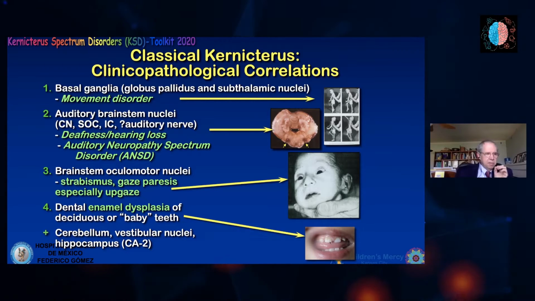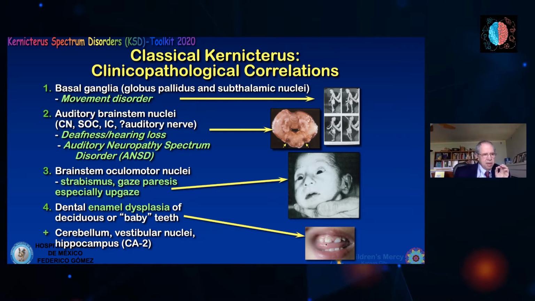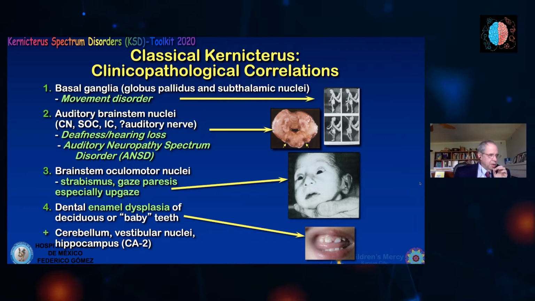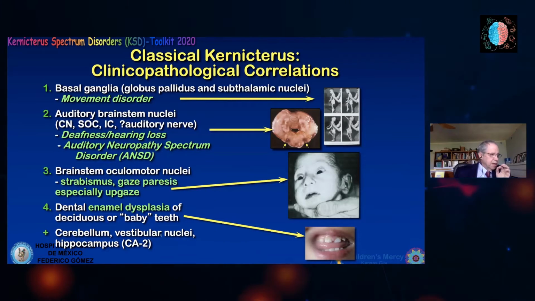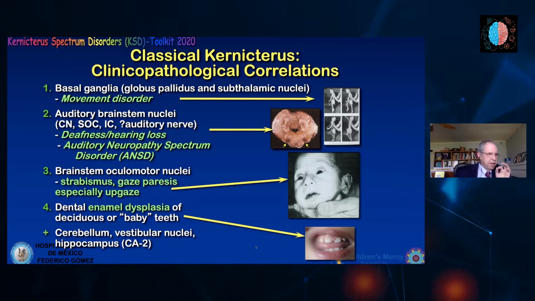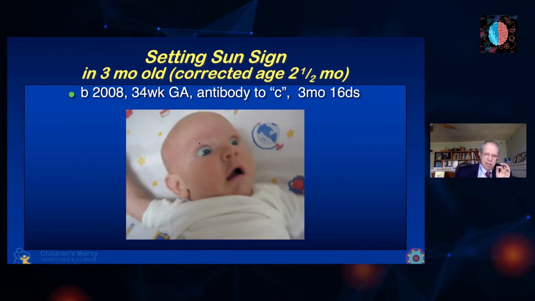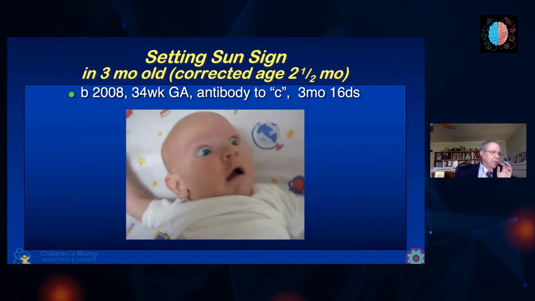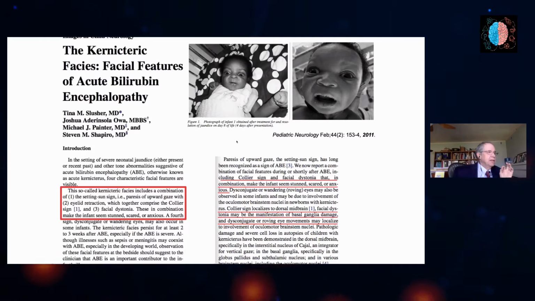There can be staining of the deciduous or baby teeth. It's hard to see right here, of the enamel, although it's just the baby ones, and the permanent ones should be okay. And there are also findings in the cerebellum, vestibular nuclei, and the hippocampus. Here's a baby who's 3 months of age, where you can see that sunsetting sign that you can see in newborns with severe kernicterus.